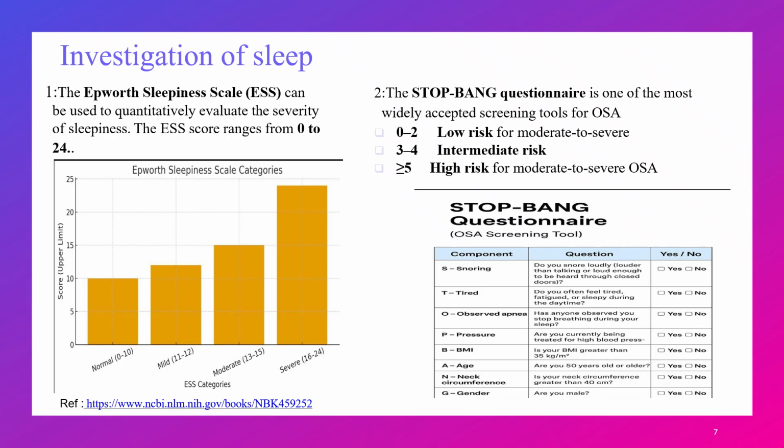And the other most important investigation is the STOP-BANG questionnaire. In this, if you see in the figure, the following questions are asked: do you snore loudly? Do you often feel tired? Has anyone observed you stopping breathing during sleep? Are you currently being treated for high blood pressure? Is your BMI greater than 35, is your neck circumference greater than 40, and are you male? According to the answers, if it lies from 0 to 2 it has a low risk, 3 to 4 has an intermediate risk, and 5 or more has a high risk of obstructive sleep apnea.